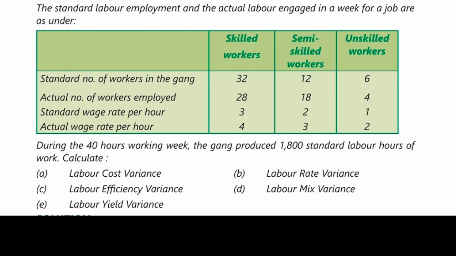The standard labor employment and the actual labor engaged in a week for a job are given. You have three kinds of labor: skilled, semi-skilled, and unskilled. They have given you standard hours, actual hours, then standard rate, actual rate. They have told that during the 40 hours working week, the gang produced 1,800 standard hours for the work. Calculate LCV, LEV, all the rates they have given.